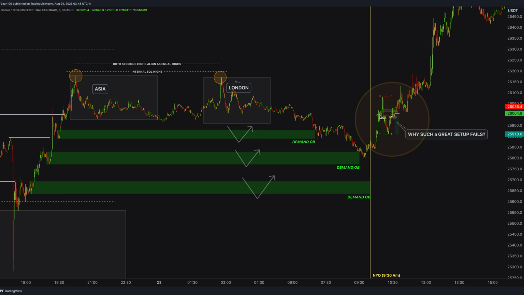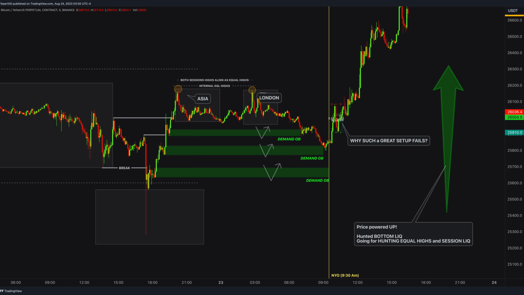Let's zoom out and see what we have. This is the setup that we just set, the short setup. Remember the previous trade that I just longed to hunt the equal highs and the session highs at the top. You are trying to short an extremely bullish bias here. You must understand this very well.